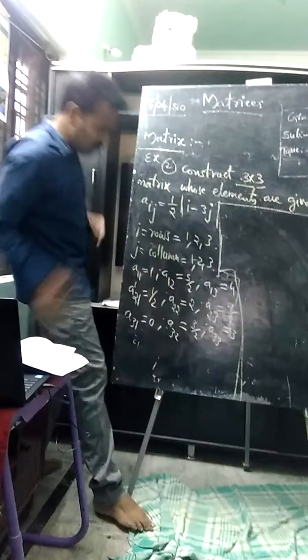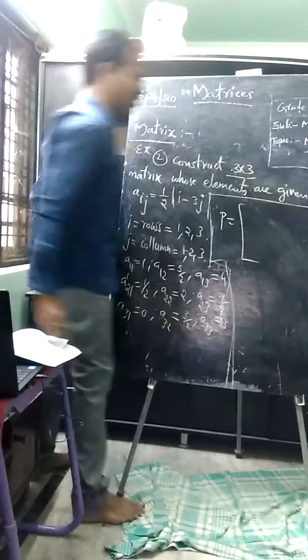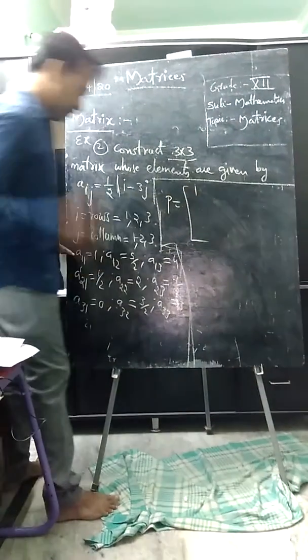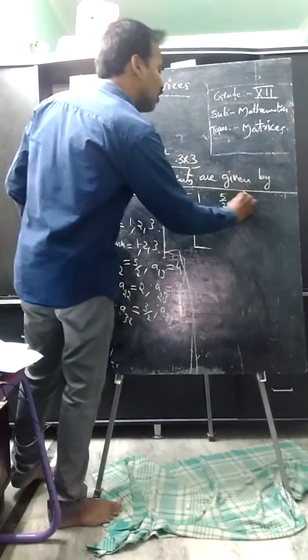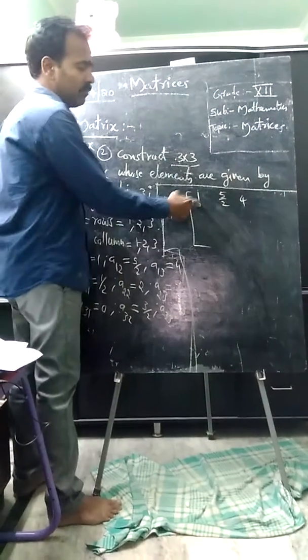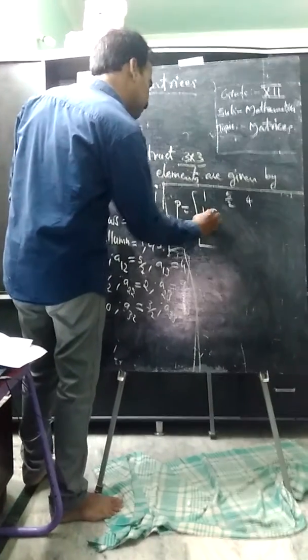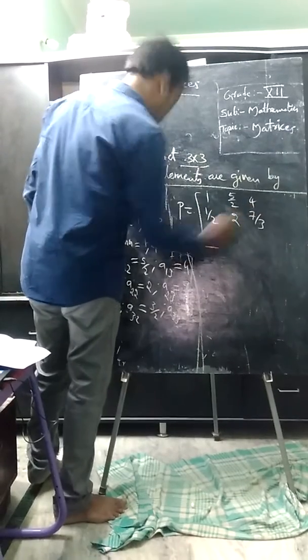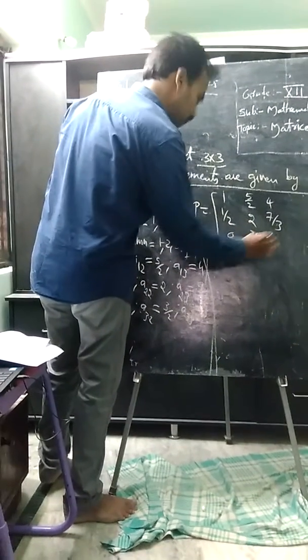So we can write the required matrix P using a square bracket or a small bracket, that is up to you. What is the first element? 1. First element in the first row, second element in the first row, third element; I mean 1 by 1, 1 by 2, 1 by 3. Next, 2 by 1, 2 by 2, 2 by 3. Next, 3 by 1, 3 by 2, 3 by 3.